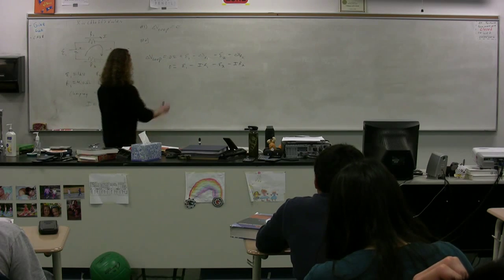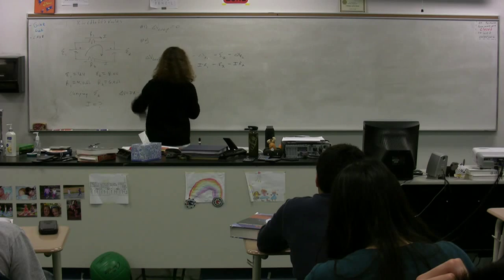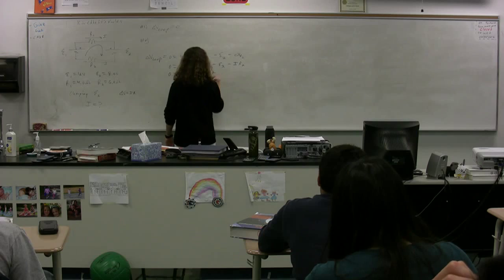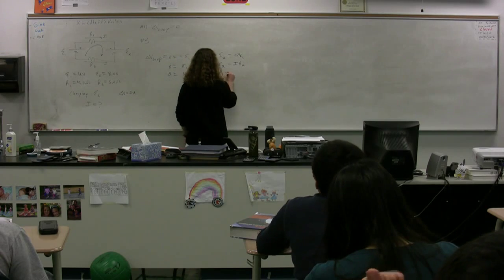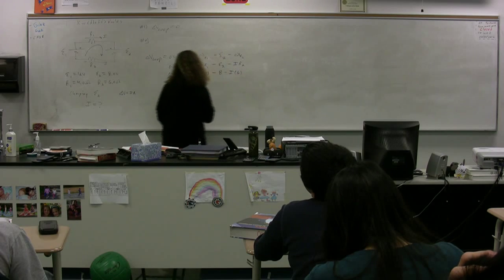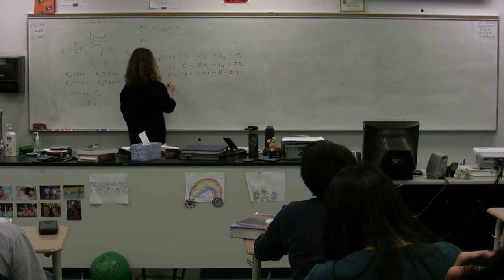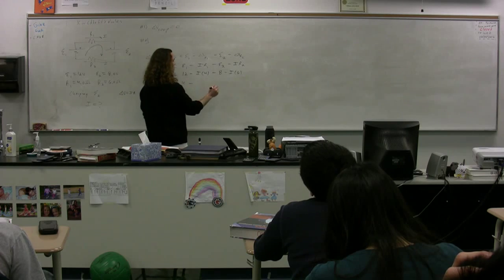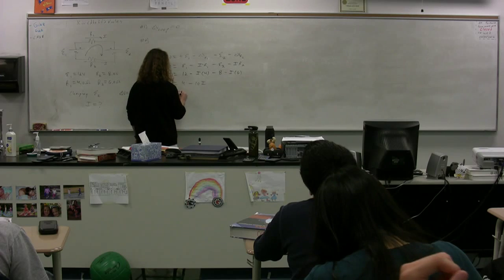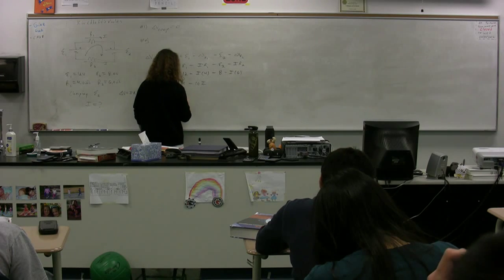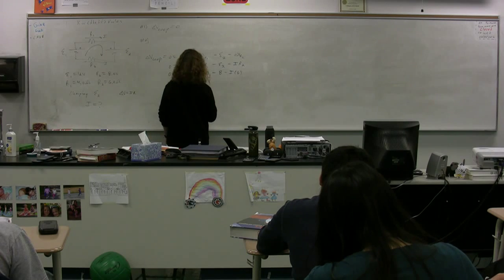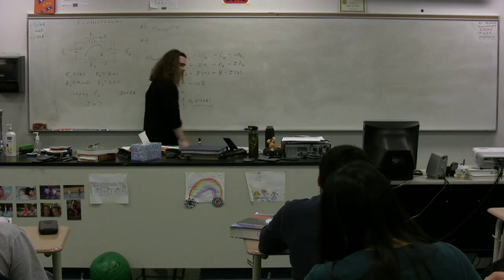So we can now plug in numbers. 0 is equal to EMF 1 was 12 minus the current times resistance 1 was 4 minus EMF 2, which was 8 volts, minus the current, which we're trying to find, times resistance 2, which was 6. So let's see, 0 equals 4 minus 10 times the current. So 10 times the current equals 4, so the current equals 4/10, or with sig figs, 0.40 amps.